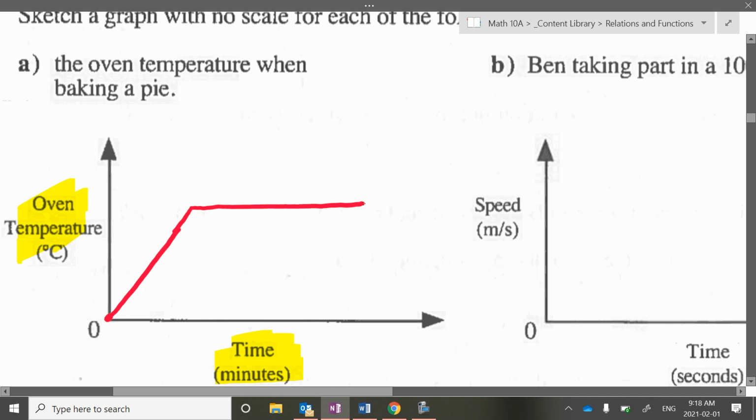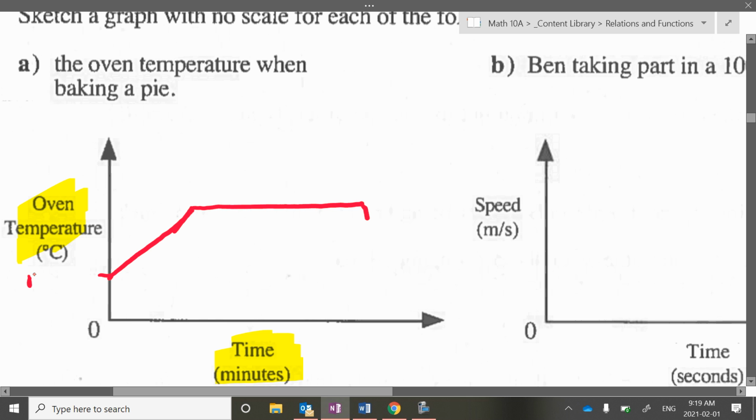And then hopefully you remember to turn your oven off, and it should decrease probably a little bit sharper than it warmed up until it goes back down. Actually, is it going to go to 0? No, your house is not at 0. Probably starts like here, right?